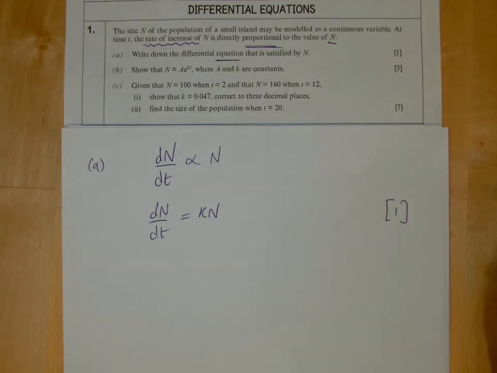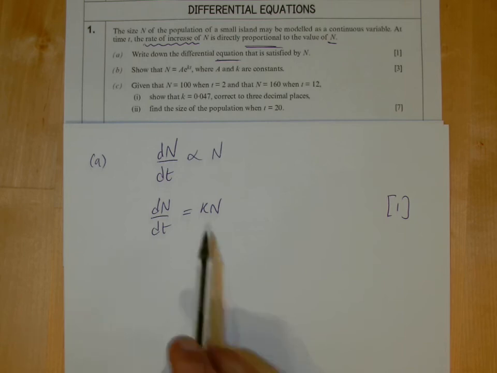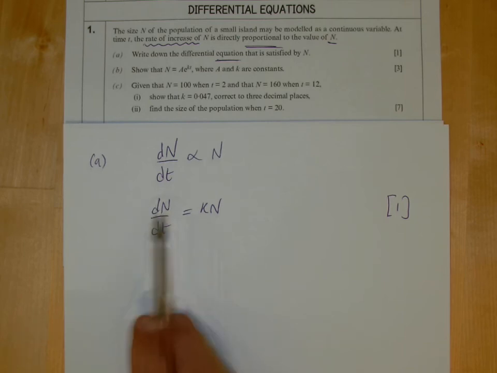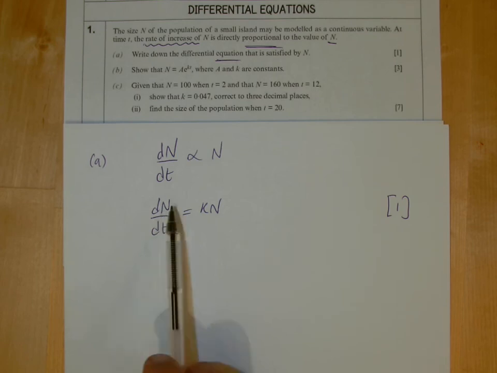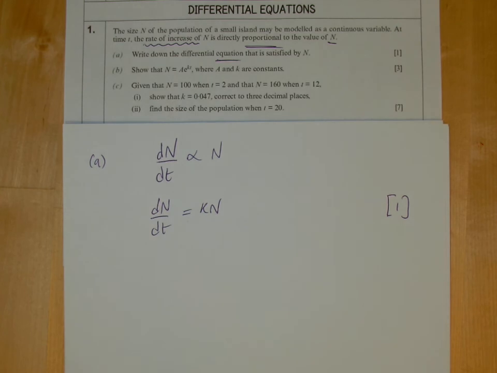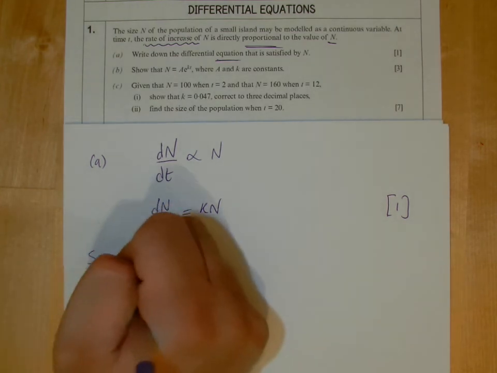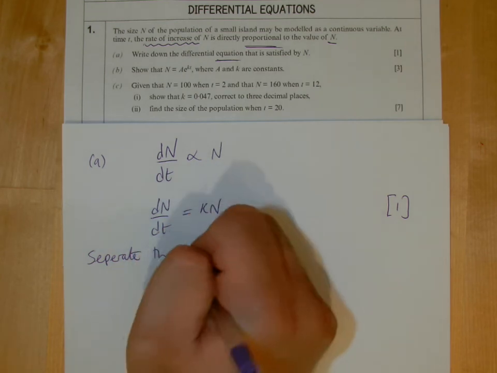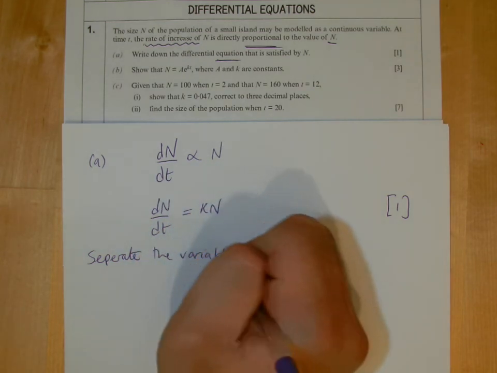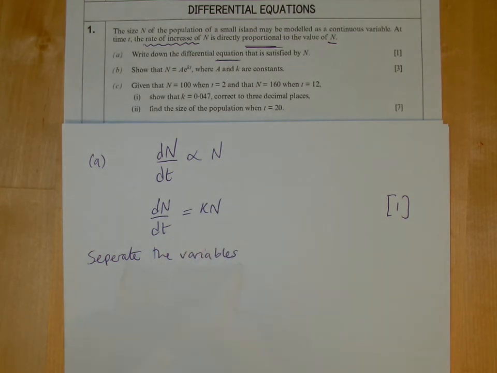So what I'm going to do now is integrate, because this is the derivative of n. It's the gradient function. I don't want the gradient function. I want the actual curve, if you like. I want the actual n function. So I'm going to integrate. But when I integrate, I've got to be careful because I've got n's on both sides. I've got n here, but I've also got n there. So what we say is we separate the variables.